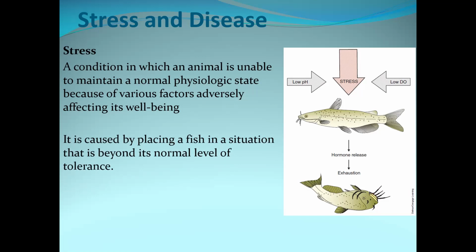Right. So again, stress is caused by placing a fish in a situation that is beyond its normal level of tolerance. Remember when we did water quality, I mentioned that every different type of organism has particular water quality conditions that are best suited for it. Like temperature, for instance, we covered cool water species, warm water species, cold water species. If you take a fish that is adapted to a cool water environment and you put it in warm water, of course, that water temperature is not suited for the fish. So it will cause stress on the organism.